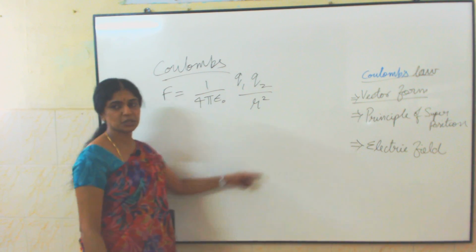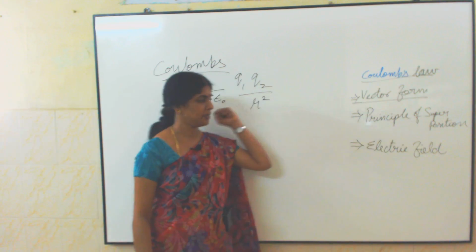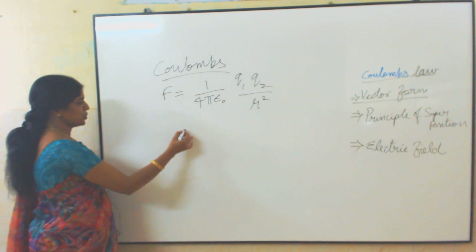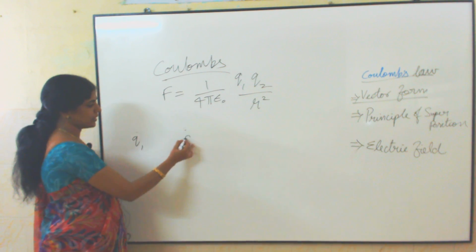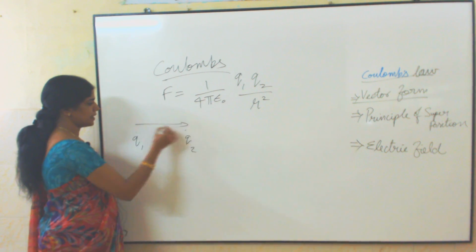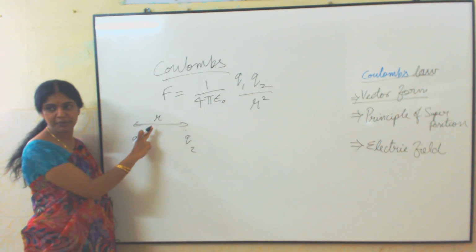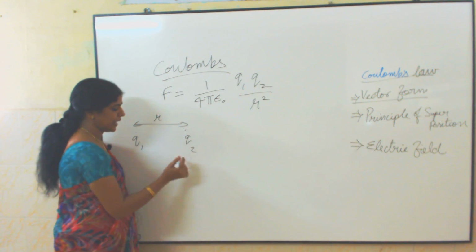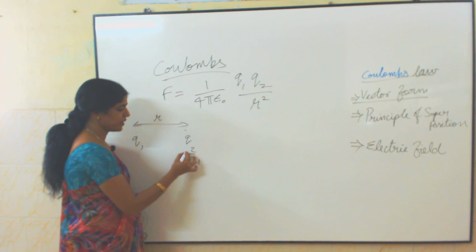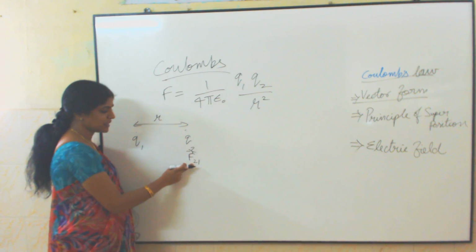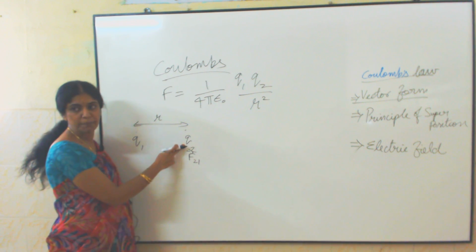Now, we will see this Coulomb's law in its vector form. There are two charges Q1 and Q2. They are separated by a distance of R. Q1, Q2 are the two charges separated by a distance of R. Let F21 vector be the force exerted on the charge Q2 by Q1.